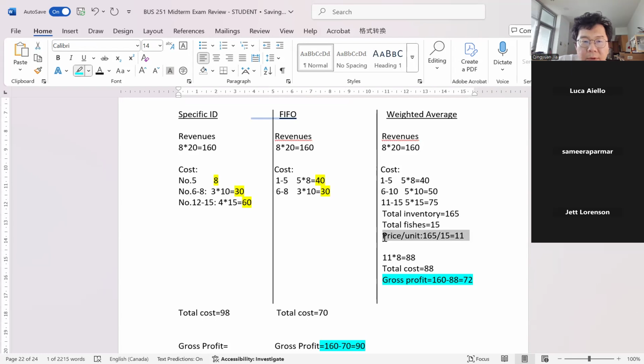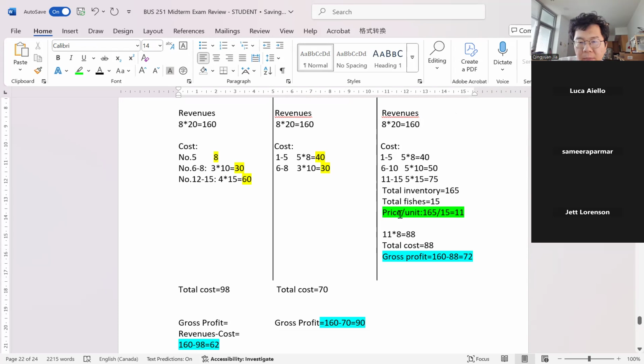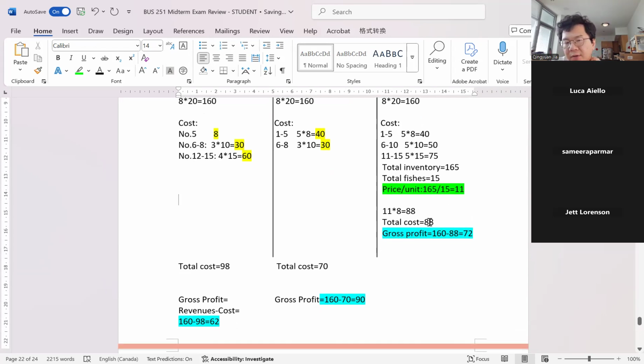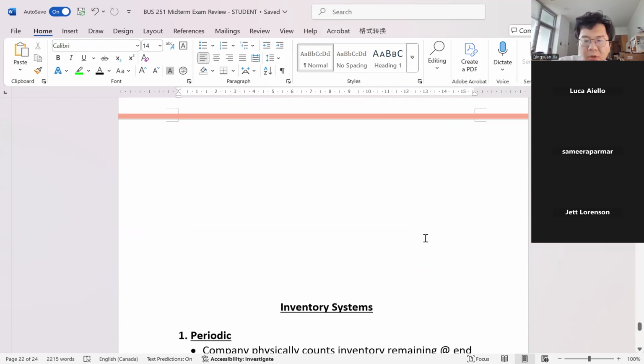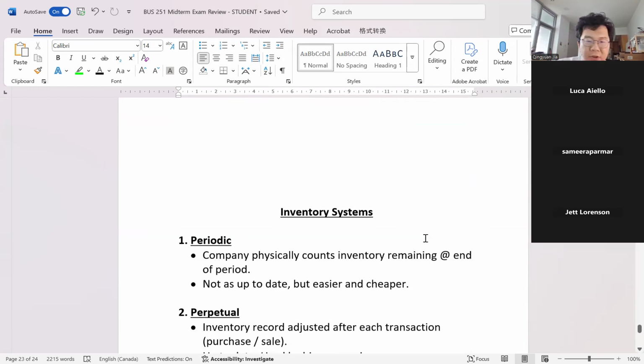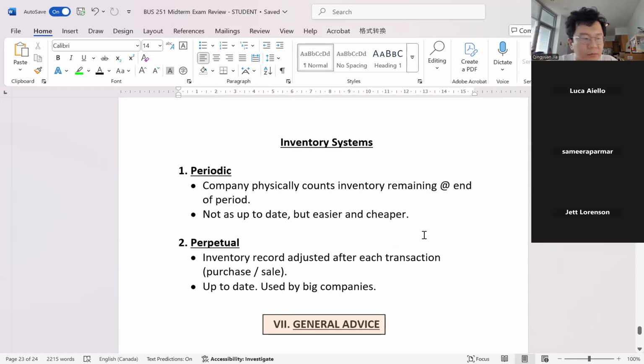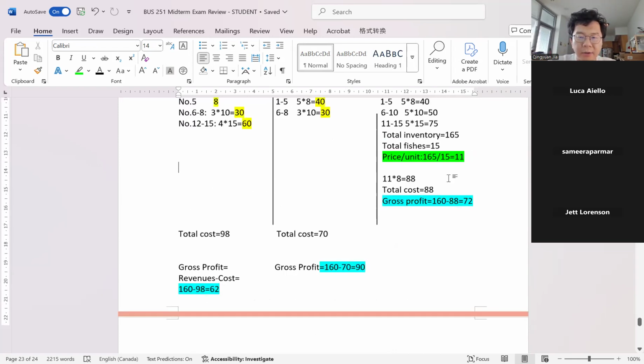This step is very important. You have the total inventory and the total fishes, and you come up with a newly calculated price. So you use the total inventory divided by units, and you have the price per unit, which is 11. Then you use this 11 as the new price to calculate the cost when you sell the fishes. Okay, so that's about this question.